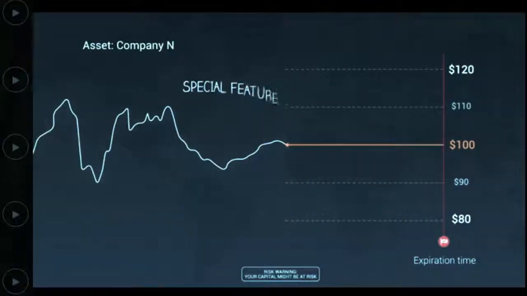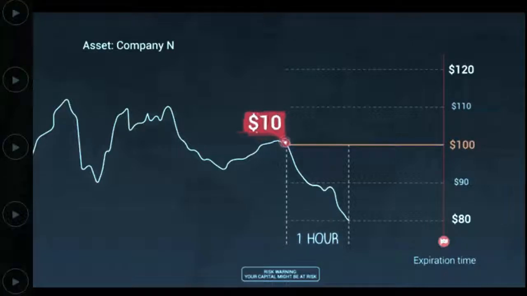A special feature of classic options is that you don't have to wait for the expiration time in order to exercise the option. For example, a trader bought a put option for the same $2, and an hour later the asset price fell to $80. The trader can sell the option whenever he wants in order to make a profit.